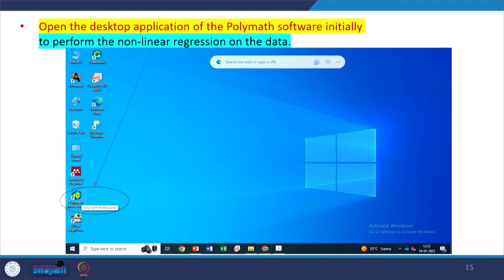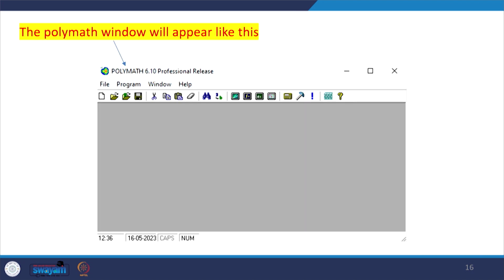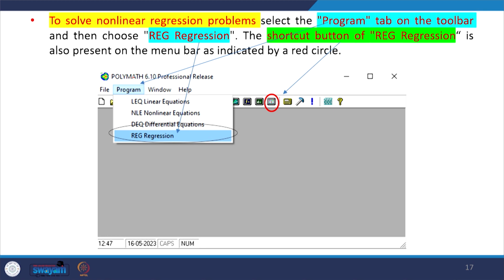Here you can see, first you have to install that software. So, this is Polymath Professional. That software is initially installed here, and we have to open that. Once we click, this Polymath 6.10 Professional release box will come. There we have to select the programs, and once we select programs, regression, REG, will come.